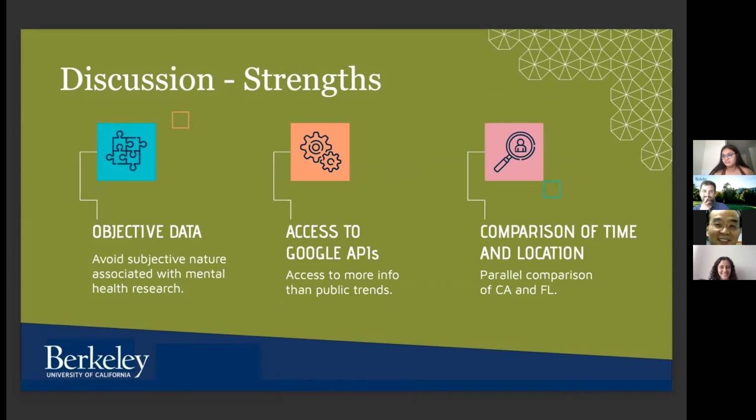And some of our strengths are that we had objective data, we had access to these Google APIs outside of the public trends website, and comparison of time and location. So specifically a parallel comparison of California and Florida.